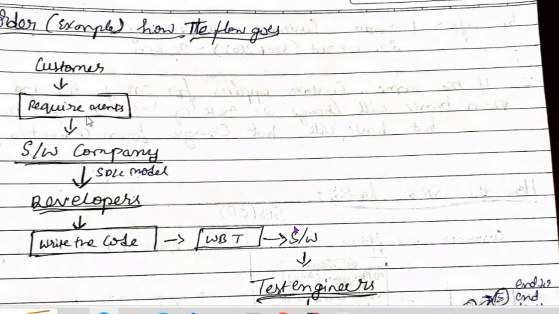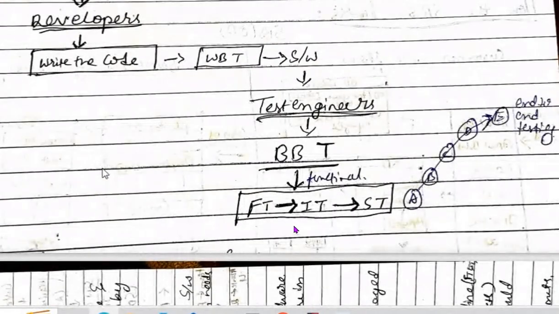The customer gives the requirements to the software company. The software company picks some SDLC model, and the developers write the code and do white box testing. The software is then given to the test engineer. The test engineer does black box testing, which I'm explaining right now. In black box testing, first they do functional testing, after that integration testing, and after that system testing. So this is the workflow. After system testing, some of the other testing will be joined like this, which I'm explaining in upcoming classes.